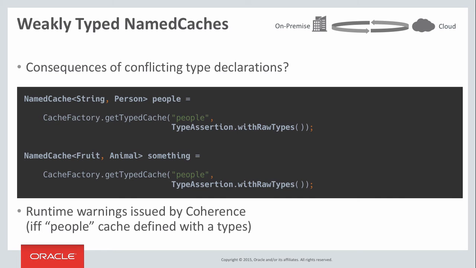So what happens when an application assigns the same named cache to different variables with different mappings? Well, it's quite clear. Java will completely allow this to happen, so you need to be careful. The only way to prevent this is to actually use with types, or if you just want a warning, then you can declare the types in your cache configuration.